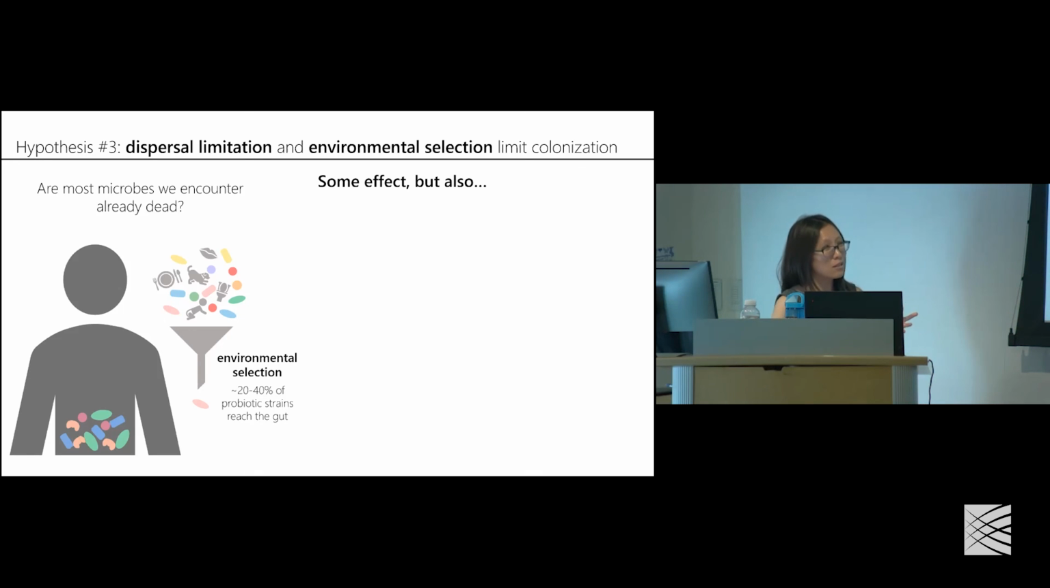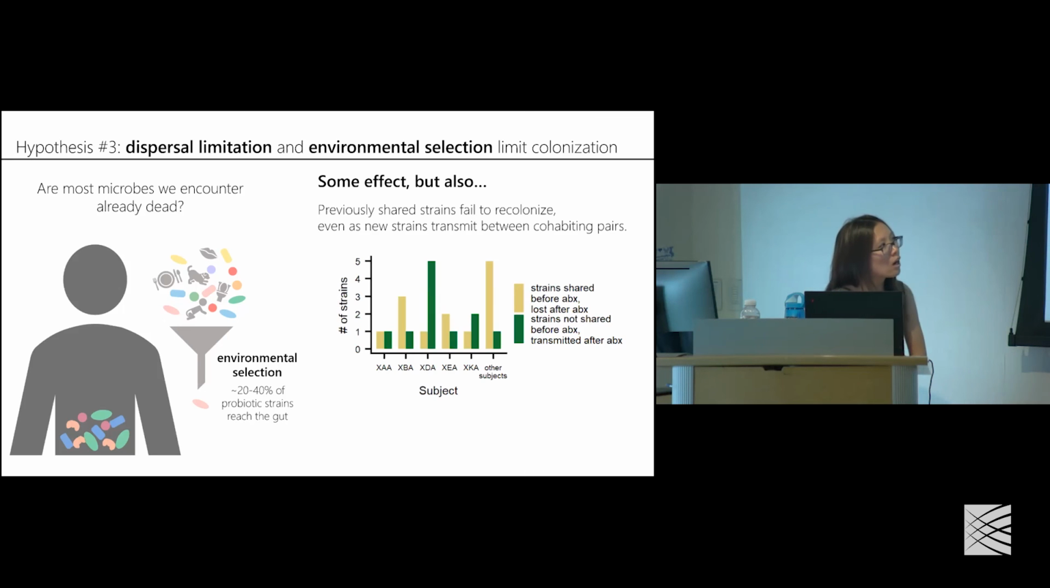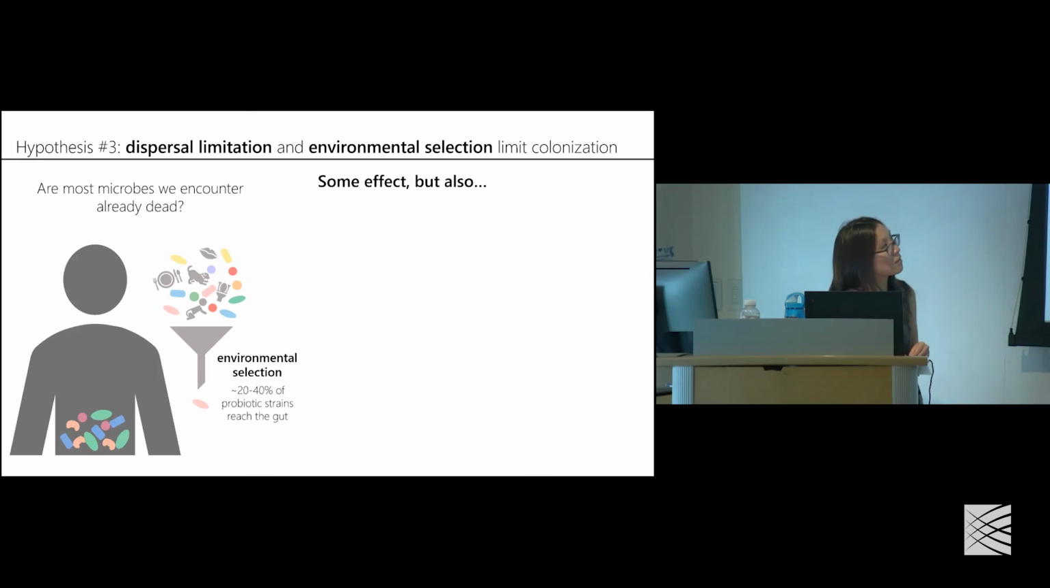There are a couple observations that I want to highlight that do complicate this picture of dispersal limitation. One of them, I already told you: strains that were previously shared between cohabiting partners failed to recolonize, even as new strains transmitted between these subjects. That new transmission does show that there's some ongoing amount of microbial exchange, but still not enough to promote the colonization of these previously shared strains. And so there is at least some dispersal acting in these subjects.